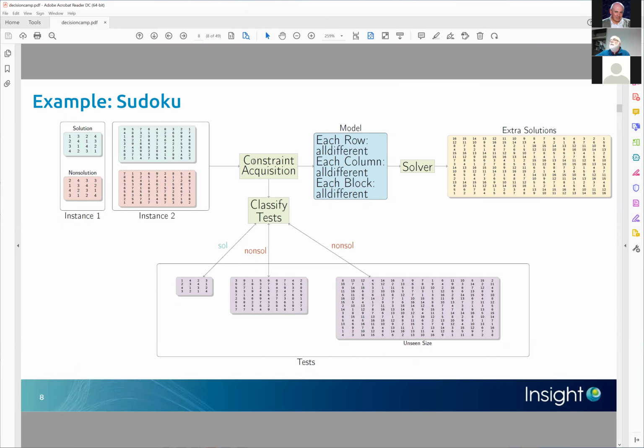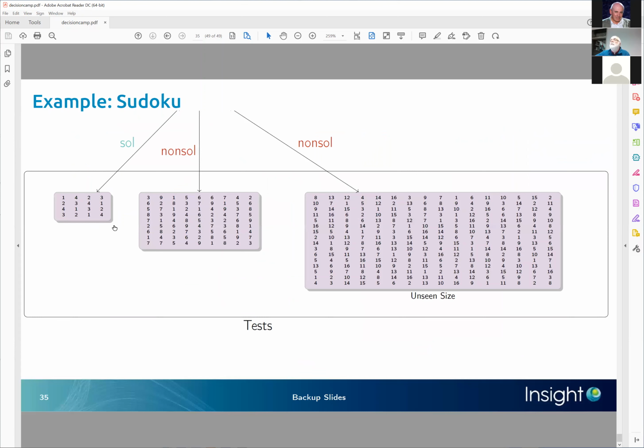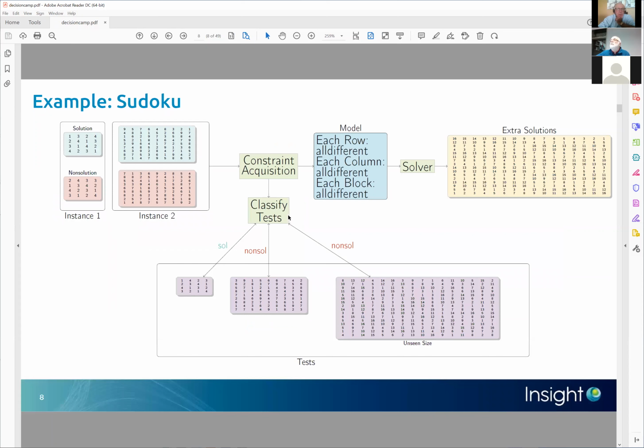But you can also use it as a classification tool. So you can use the constraint acquisition to classify tests. And basically, if you give it some new examples, perhaps of an unseen size, it says it's a solution, this is not a solution, this is not a solution. And that can be useful as well, but it also is a good way of exploring what your constraint acquisition tool is able to do.